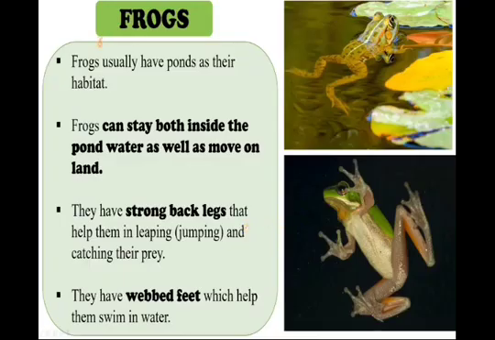Okay, now let's have the ponds and lakes. Next adaptation. In ponds and lakes, mainly you can see frogs. What are the adaptations of frogs? Frogs usually have ponds as their habitat. Frogs can stay both inside the pond water as well as move on land. They can live on land and water.